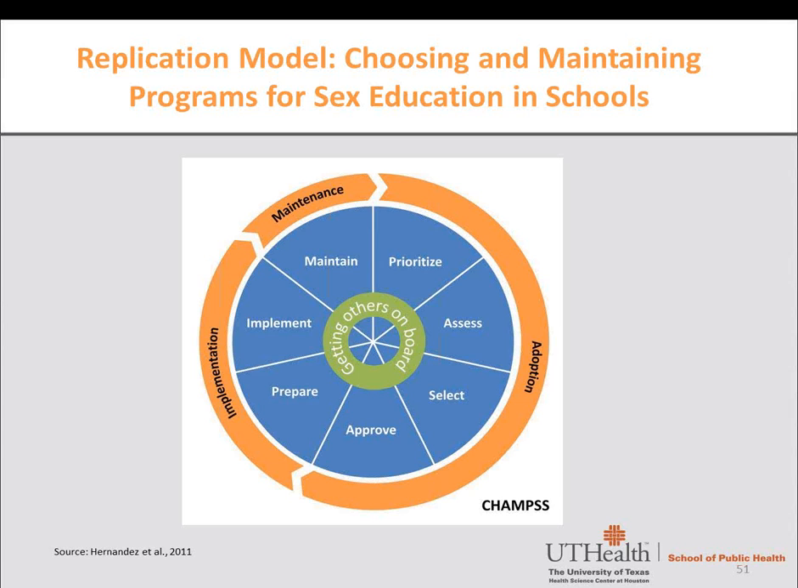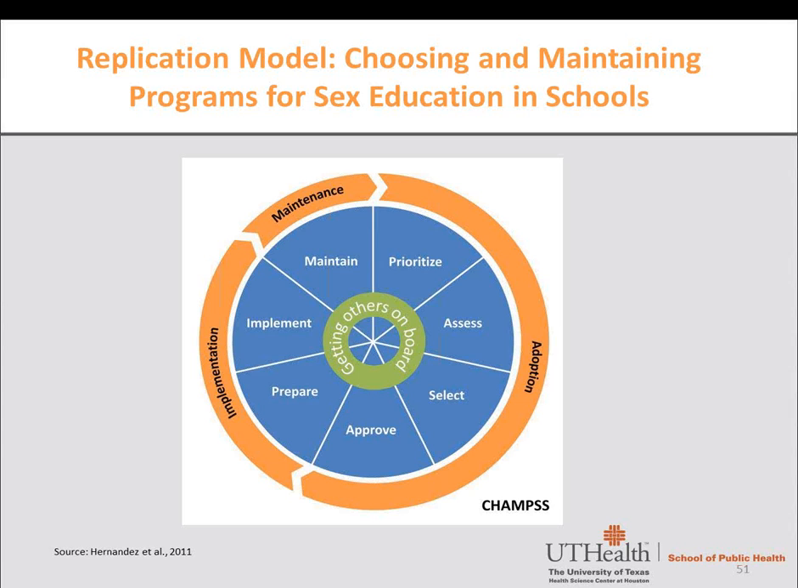So the replication model that we've used to implement this program in schools is the CHANCE model. And CHANCE stands for Choosing and Maintaining Programs for Sex Education in Schools. This is a model that we developed here at the Prevention Research Center that we think really encompasses the complex process that school districts need to go through to adopt, implement, and maintain effective sexual health education programs in their schools. So basically, the model encompasses 7 steps.